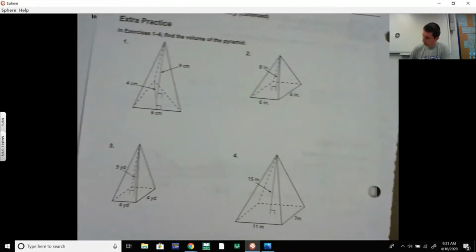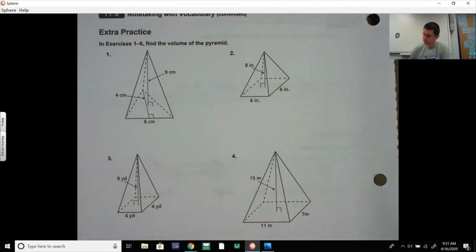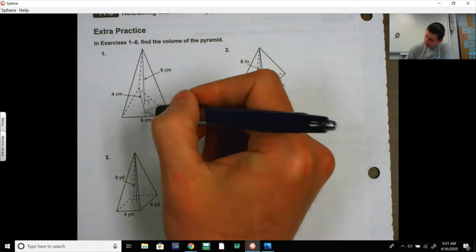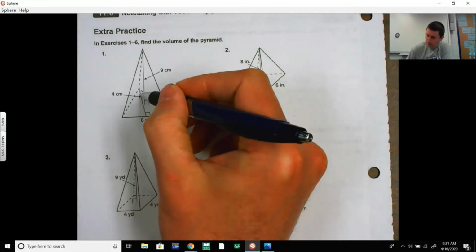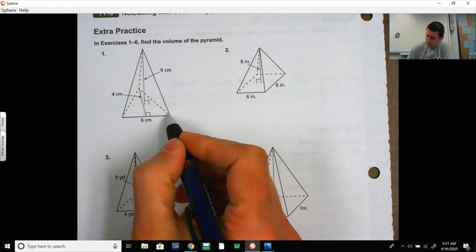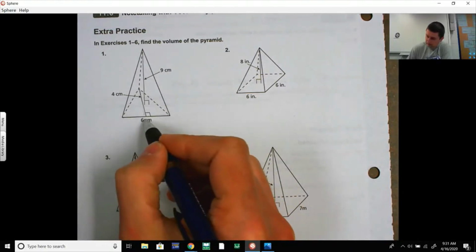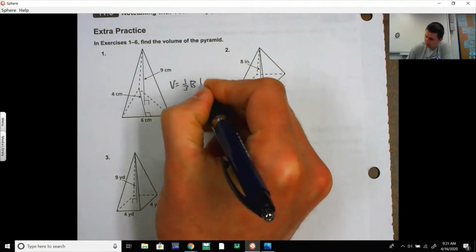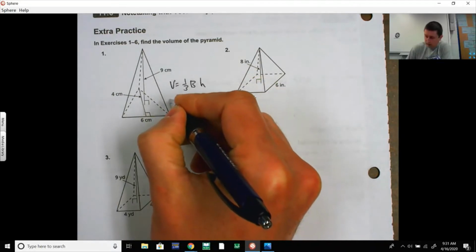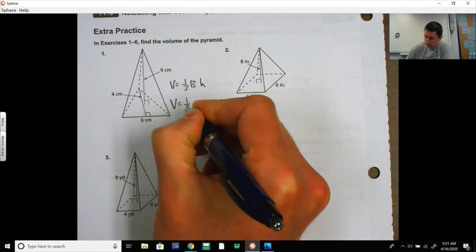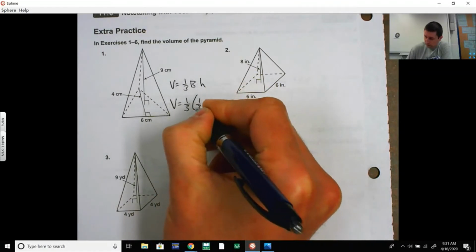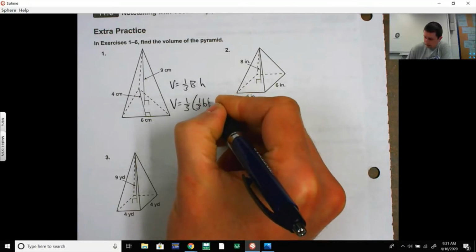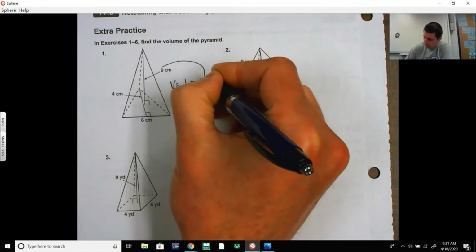Okay, so here we go. Page 342. I have a triangular pyramid. It looks like the height of my triangle base is 4. My base of my triangle is 6. So when I do volume equals 1/3 base times height, I have a triangle in the bottom. So I have to do 1/3. Now my base is 1/2 little b times the height, and then times the outside height, which is going to be 9.